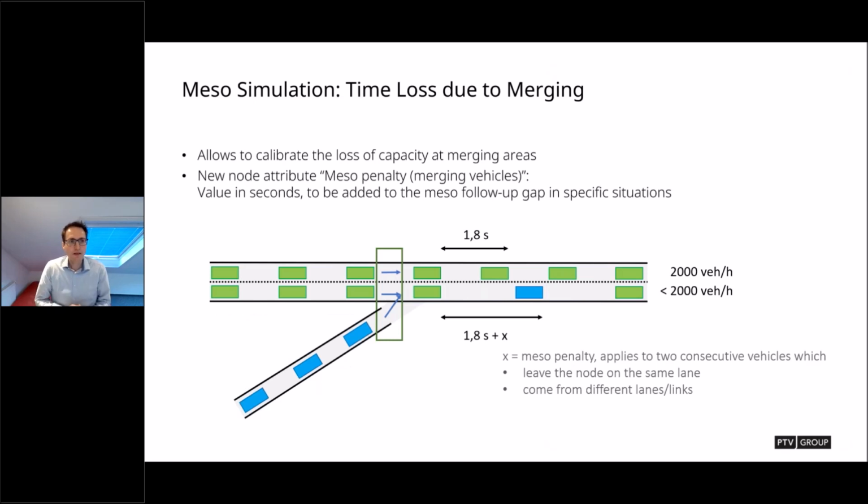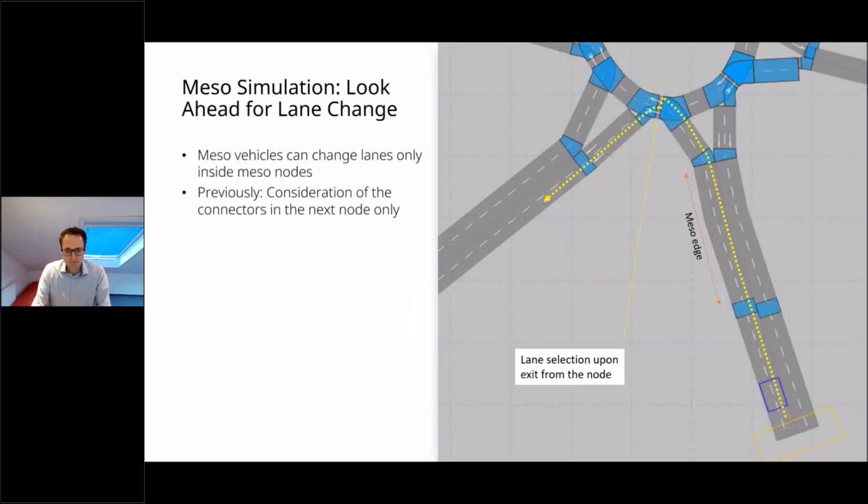The other vehicle simulation feature is the mesoscopic simulation. Annette presented that just for Visum, and the same is also in Vissim: time loss due to merging. She explained it, there's this new attribute, Meso penalty. If a vehicle exits from a Meso node on the same link, but enters from a different lane, different link, then this penalty is applied, and that helps you to calibrate your model at merging areas.